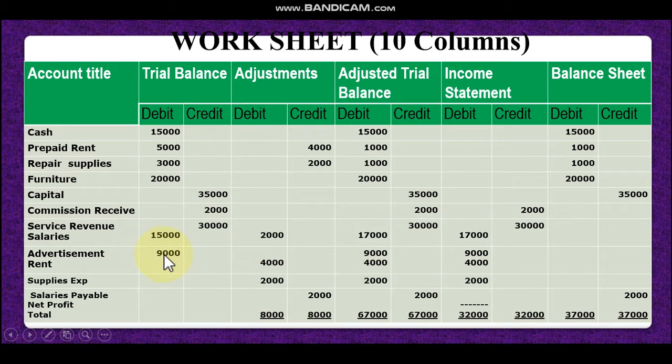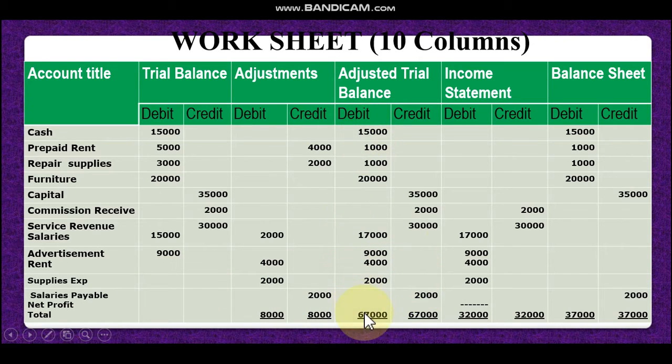Look at advertisement: 9,000 debit. Adjustment debit 9,000 and adjusted balance 9,000. Then rent 4,000 debit, so it is debit 4,000. Supply expenses debit, it is debit 2,000. Then salary payable, credit, it is credit.